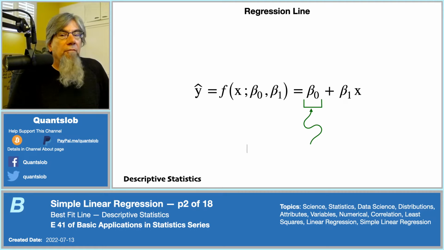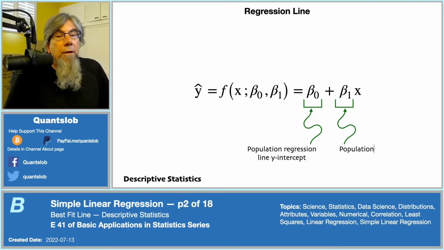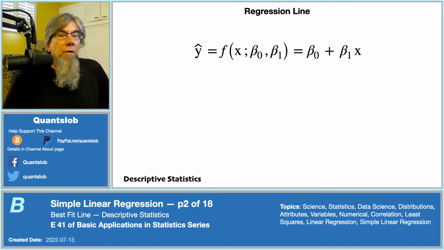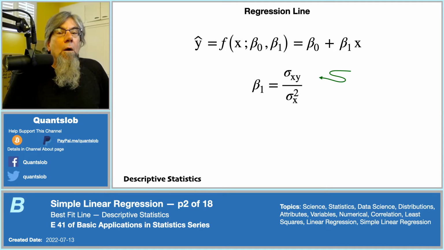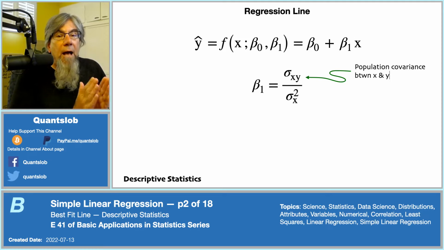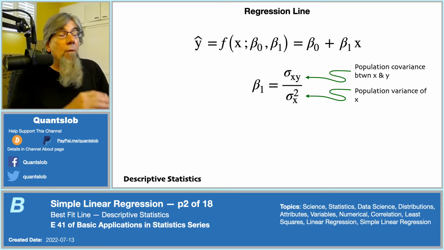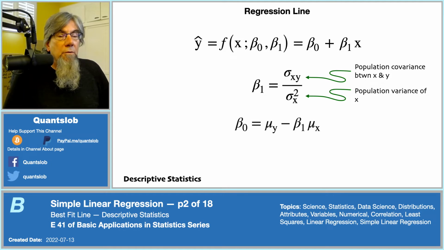Okay, our regression line function. Take a look. Notice our notation. We call our population y-intercept beta sub 0, lowercase beta, the second letter in the Greek alphabet, and our population slope beta sub 1. Our population slope can be calculated from data by dividing the covariance between x and y by the variance of x. And once we've calculated our slope, we can calculate our population y-intercept by subtracting the product of our population slope with the population mean of x from the population mean of y.